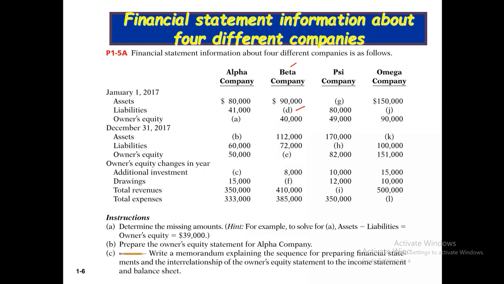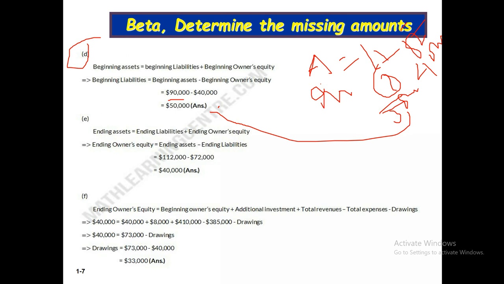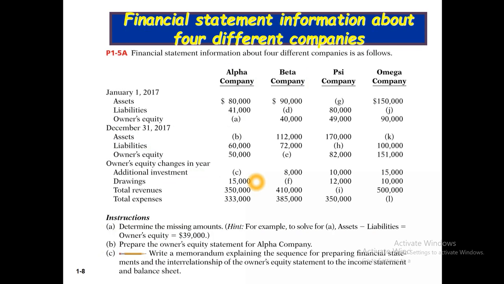Number second, our C, that means closing owner's equity. So the same formula is used. We can use the same formula, that means asset equals liability plus owner's equity, and easily by computation this is 40,000. I think everybody is clear.